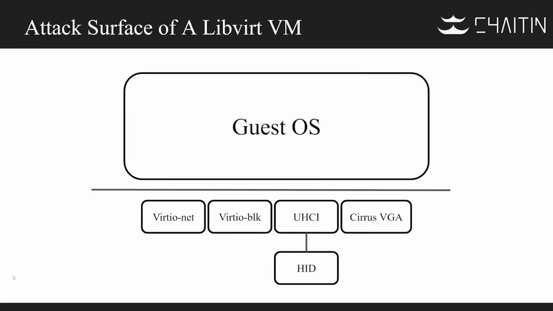So, what's the attack surface of a libvirt virtual machine? We all know that the most important attack surface of a virtual machine is the virtual device. Libvirt creates a virtual machine with some VirtIO devices, UHCI with HID connected, and a graphics card, Cirrus VGA. These are all the virtual devices you have when you start a virtual machine managed by libvirt.